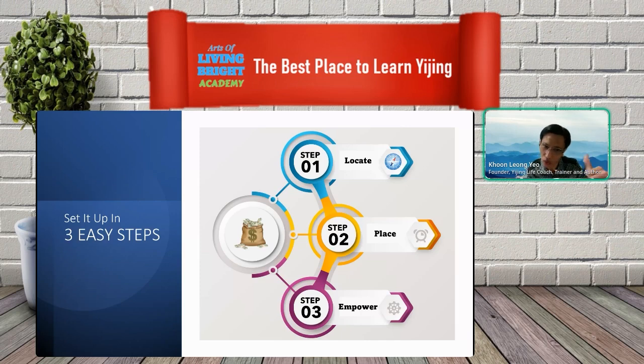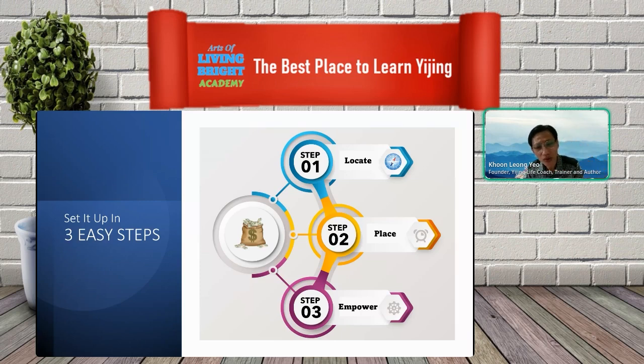Number one is to locate where all your wealth sector or sectors are. Whether it's one sector, two sectors, or three sectors that we need to put together to create that wealth inducement sector. So that's step number one.